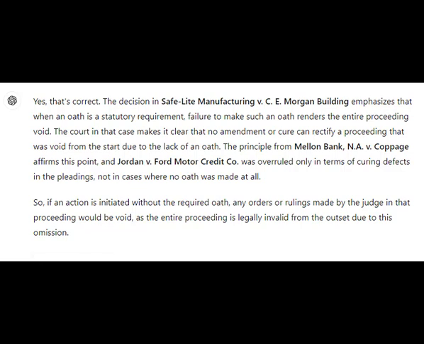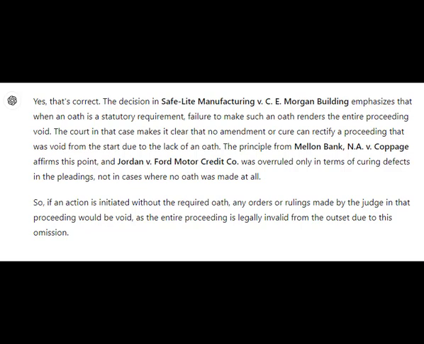Yes, that's correct. The decision in Safe Light Manufacturing v. C.E. Morgan Building emphasizes that when an oath is a statutory requirement, failure to make such an oath renders the entire proceeding void. The court in that case makes it clear that no amendment or cure can rectify a proceeding that was void from the start due to the lack of an oath.